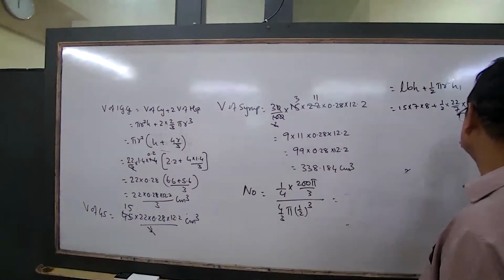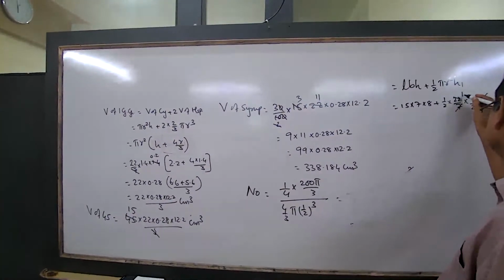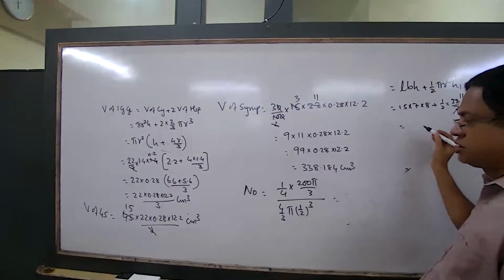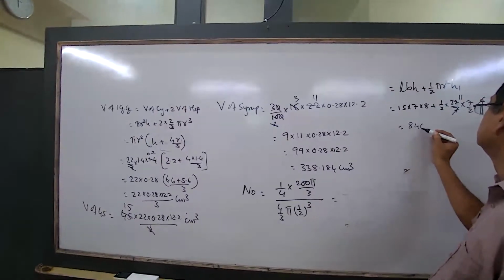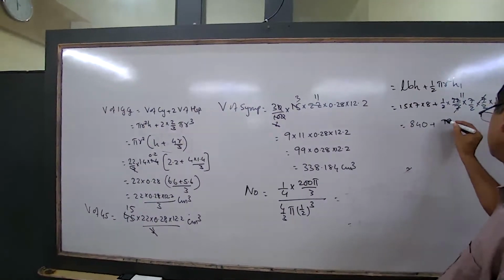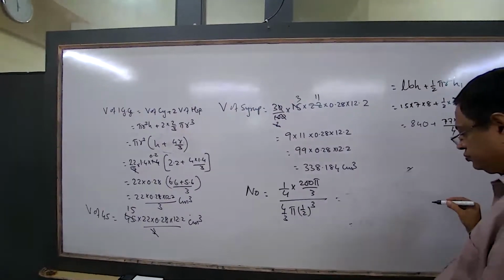Cancellations are there, fraction will come. 15 into 8, 120 into 7. 77 into 15 divided by 4.